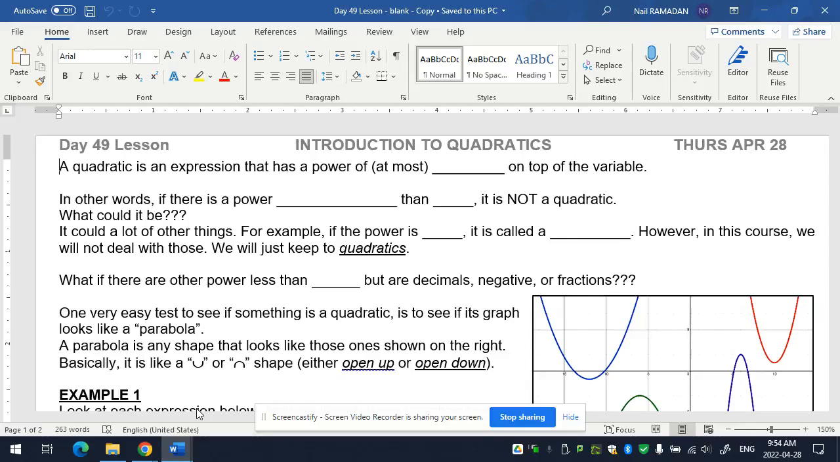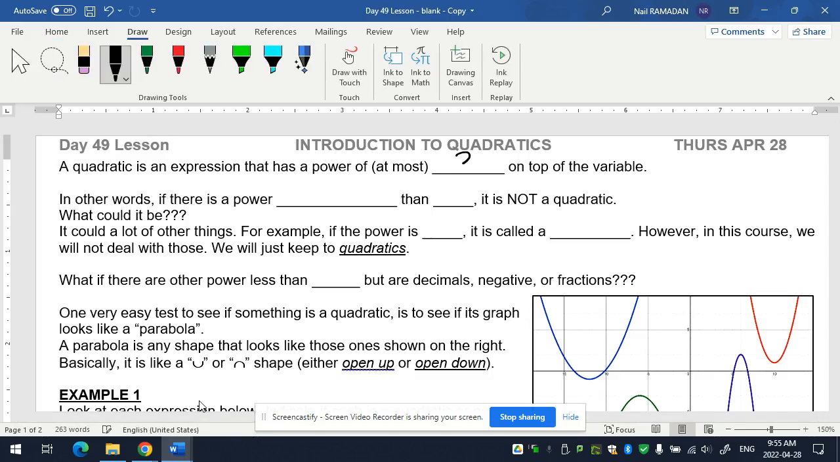So a quadratic is an expression or an equation that has a power, which is why you were taught exponents before, because now the word power makes sense to you. A power of at most two on top of the variable. I'll explain what this means. So at most 2.